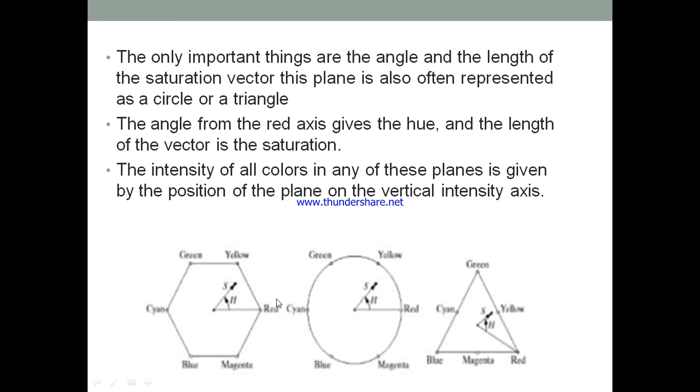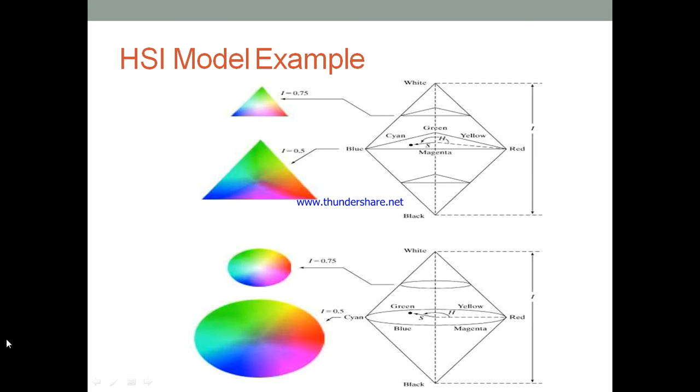The length of the vector is the saturation, and the intensity of all the other colors in this plane is given by the position of the plane along the vertical intensity axis. Again, this is measured in terms of the HSI model example. We are considering the pictures, and it is plotted in terms of the model. The RGB model is implemented as well as the HSI model, and the intersection point is noted to get the maximum color that is being given, and the hue is noted from that.